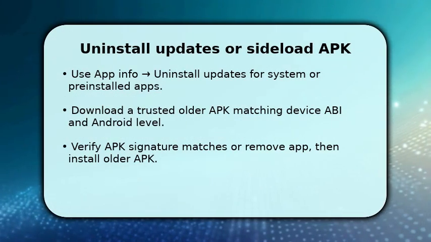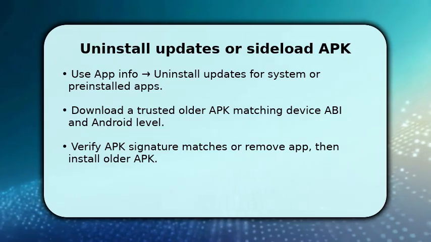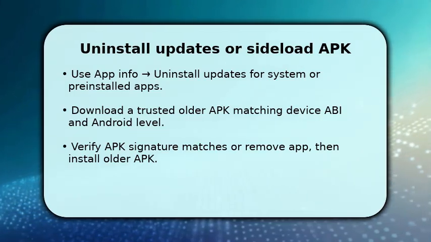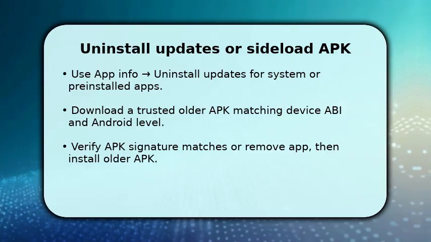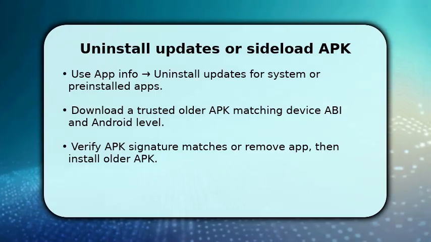For system apps, open App Info and tap Uninstall Updates to revert to factory version. For third-party apps, uninstall the app fully, then install the older APK.